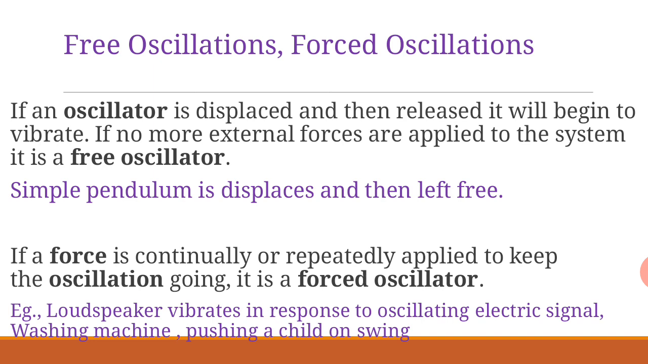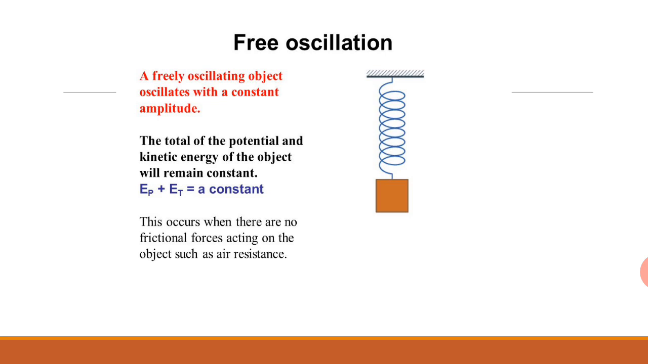If a force is continuously or repeatedly applied to keep the oscillation going, it is called forced oscillation. So loudspeakers vibrate in response to an oscillating electric signal. Pushing a child on a swing can be called a forced oscillation. A freely oscillating object oscillates with constant amplitude. The total of potential and kinetic energy of the object will remain constant. This occurs when there are no frictional forces acting on the object, such as air resistance.